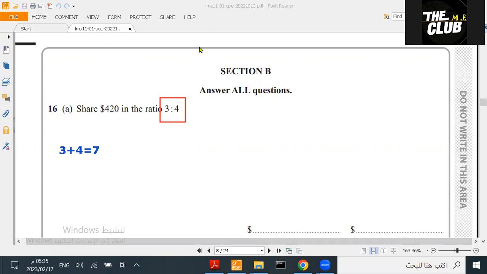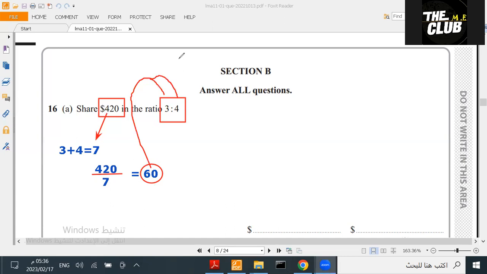We take 420 and divide it by 7. I'll use a calculator for this. 420 divided by 7 gives 60. Now I'm going to take the 60 and multiply it by the numbers I have in the ratio, and multiply it here and then here.